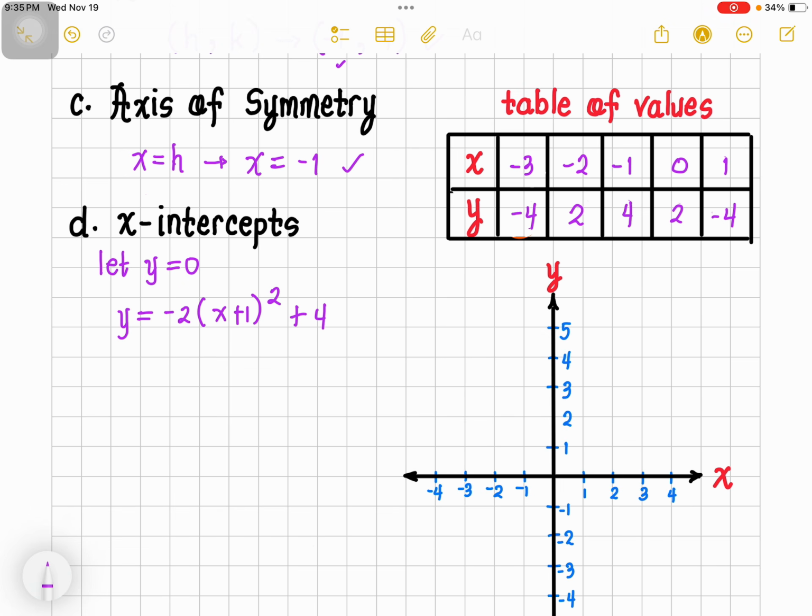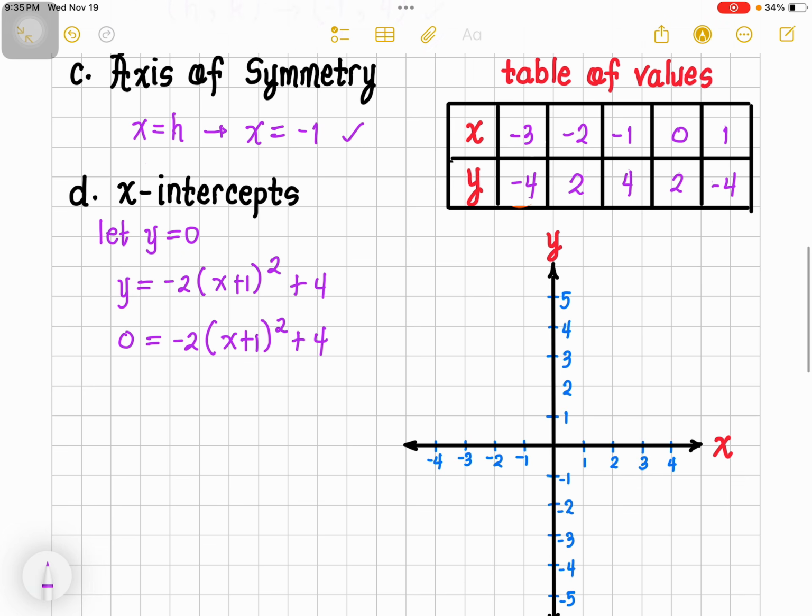Sabi ko kanina, ang gagawin lang natin, let y be equal to 0. Yung variable y, magiging 0 na siya. Equals negative 2 times the quantity of x plus 1 close squared added by 4. So, class, etong term na to, ililipat ko rito sa kabila, sa left side. So, it will become positive 2. And then, the quantity of x plus 1 close squared is equal to positive 4.